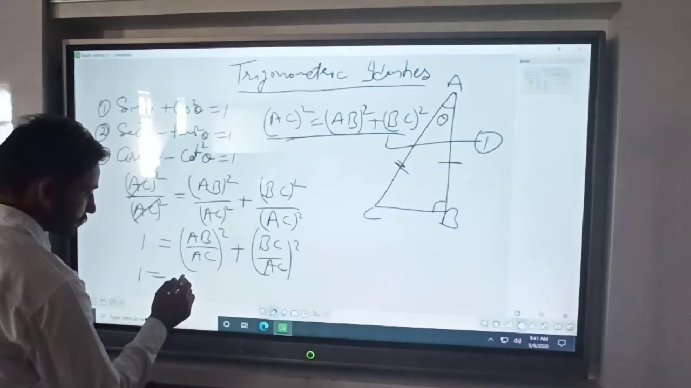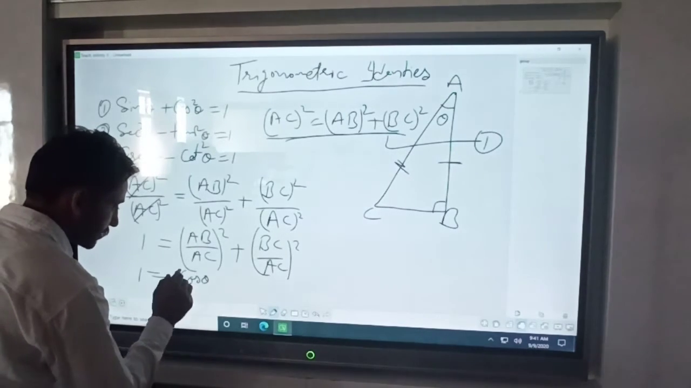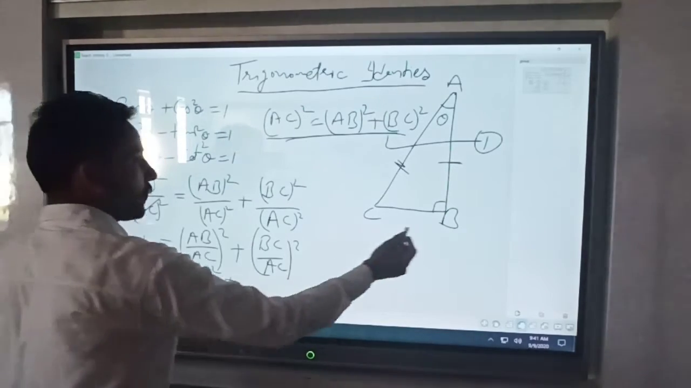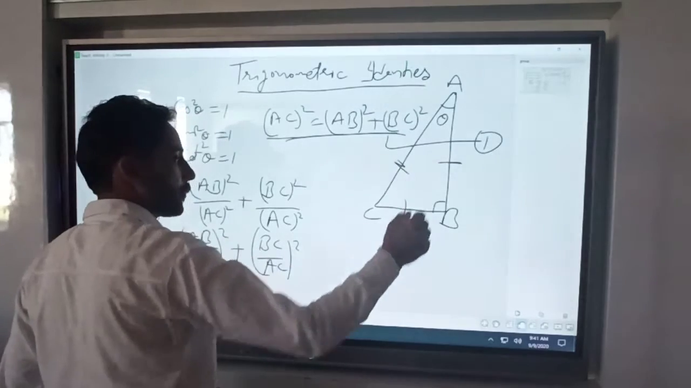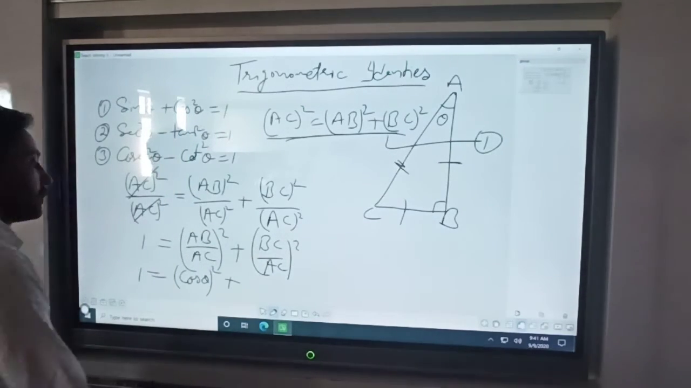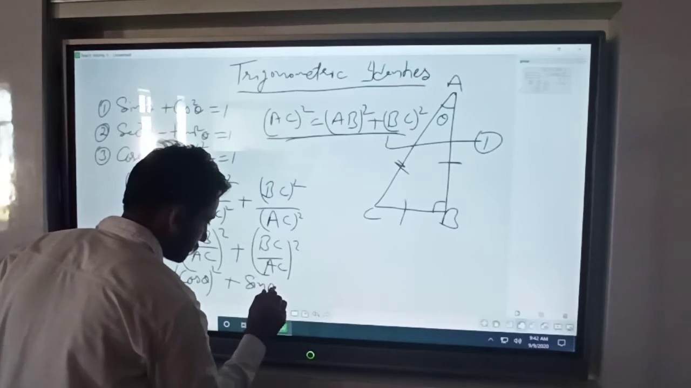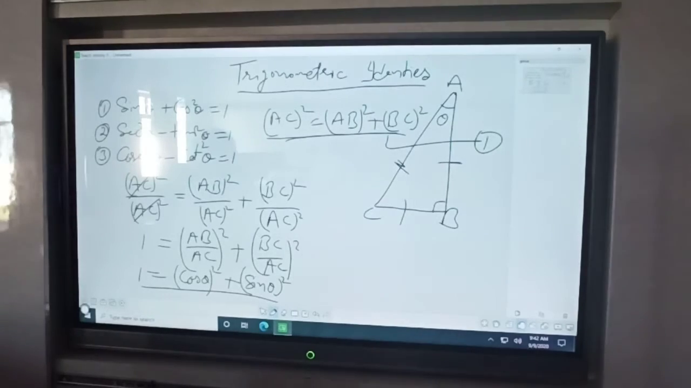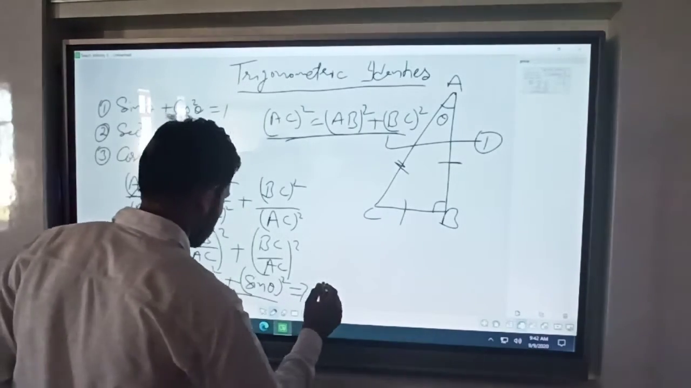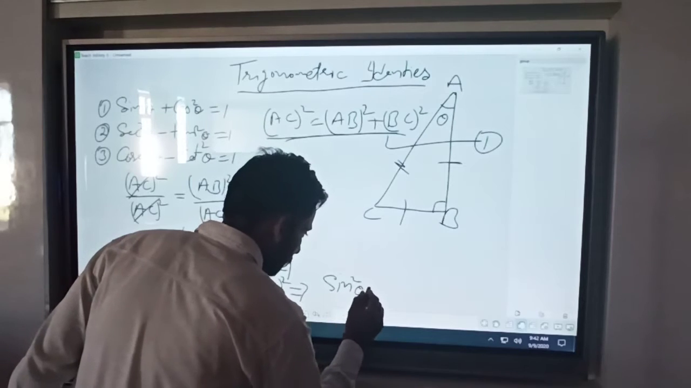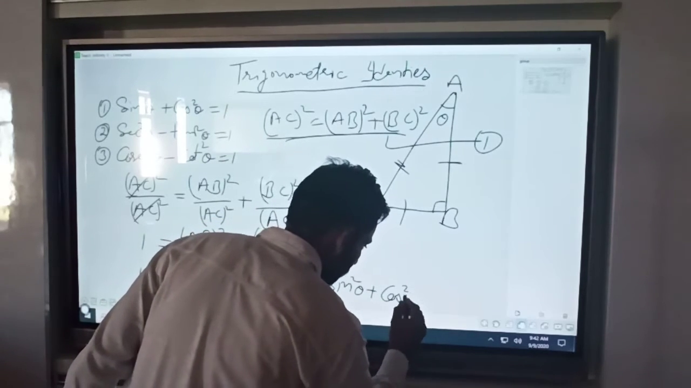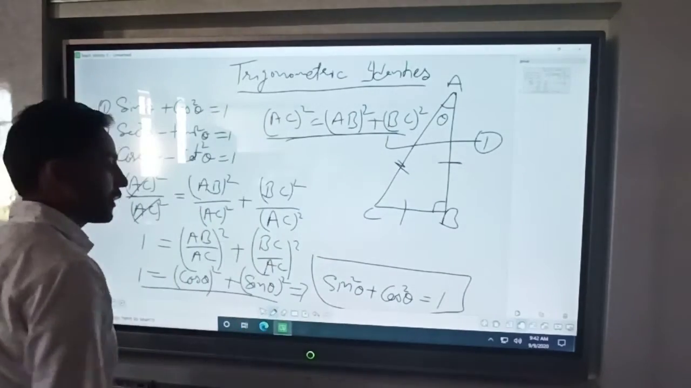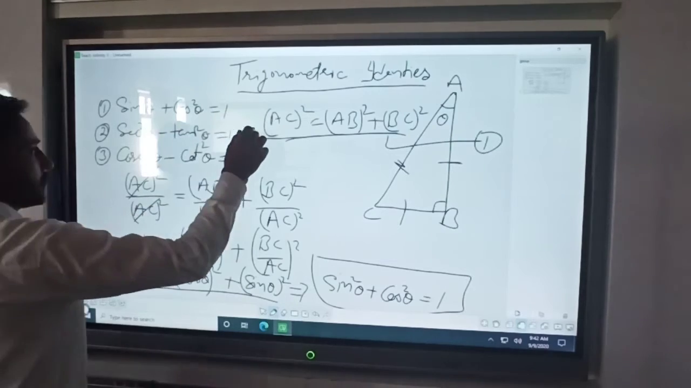So it becomes cos theta square plus, this is BC over AC, perpendicular upon hypotenuse. What is perpendicular upon hypotenuse? This is sin theta. So it becomes sin square theta plus cos square theta is equal to 1, which is proved, which is our first trigonometric identity. Similarly we can prove the second one and the third one.